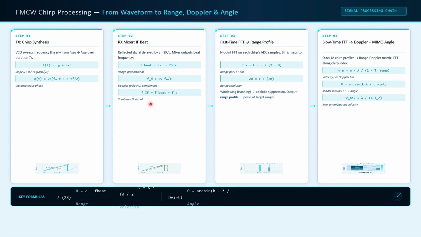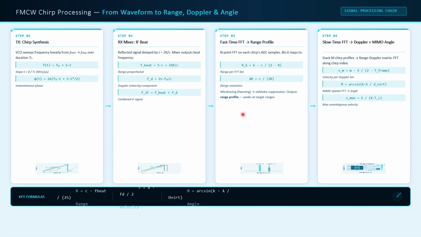So basically after mixing, passing the signal through a low pass filter, you will get the intermediate signal. That's going to give you two pieces of information. One is the beat frequency, which gives you the range. Another is the Doppler frequency, which gives you the Doppler information. Okay, so this is step two.